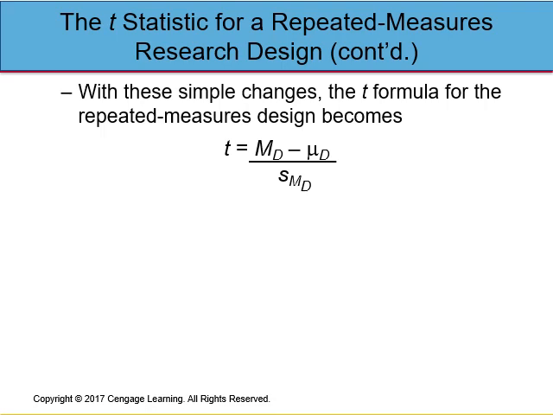Here's what the t equation looks like. You can find it on your formula sheet. t is equal to M sub D minus mu sub D over s sub M sub D.